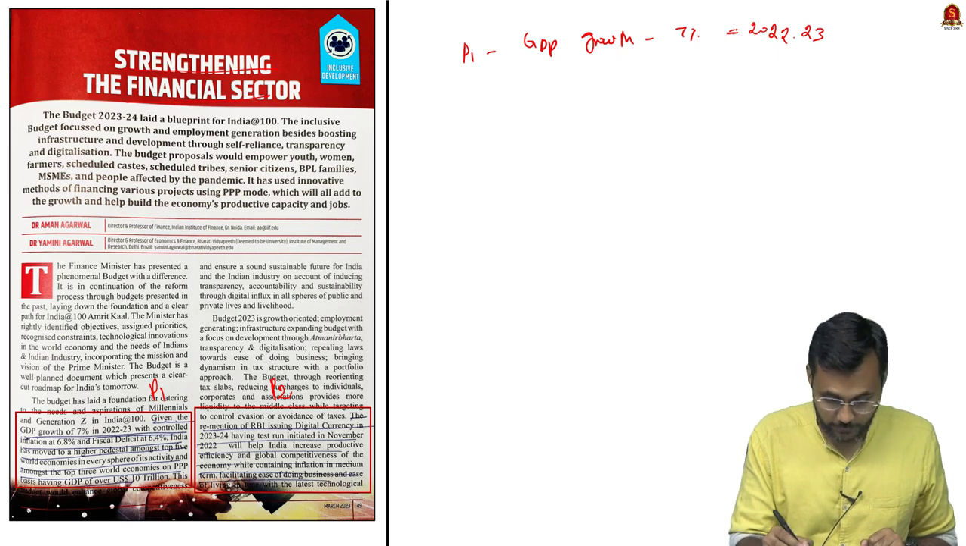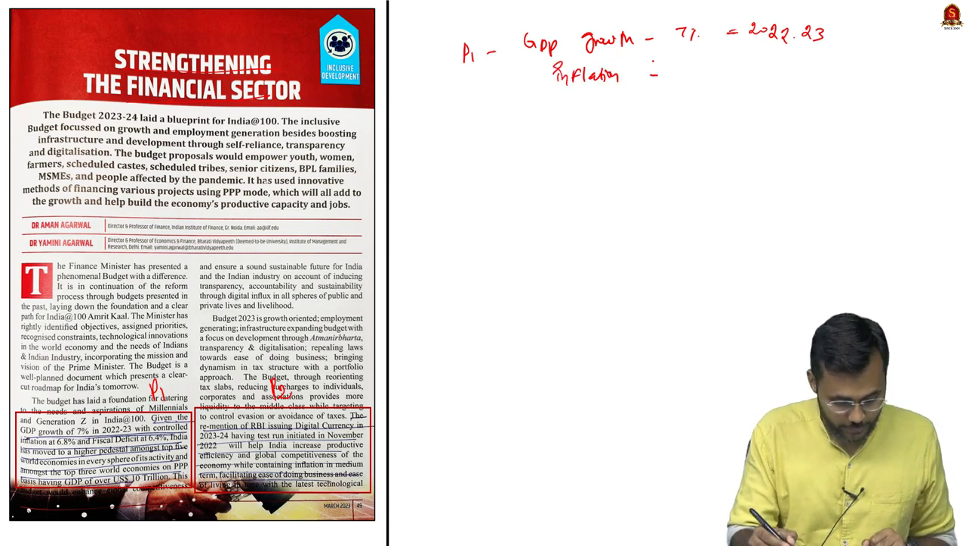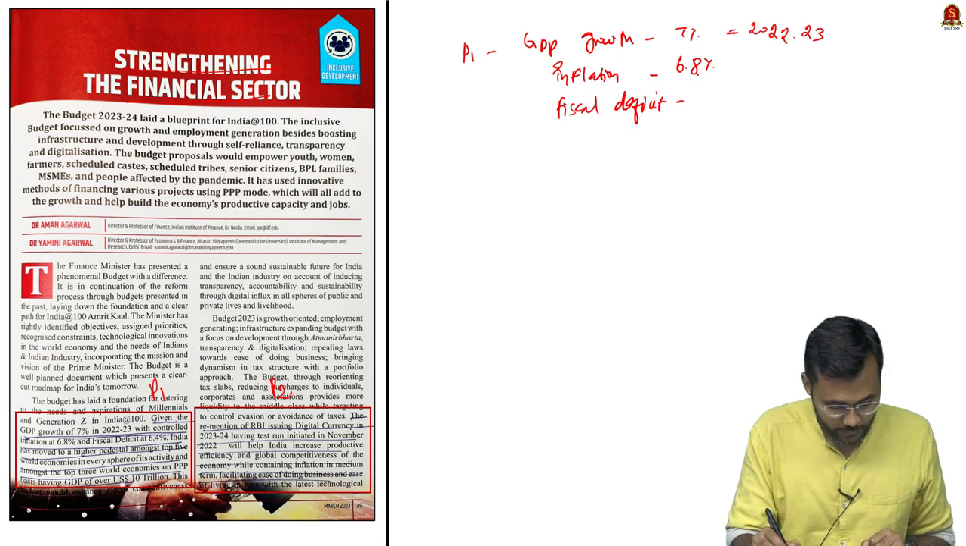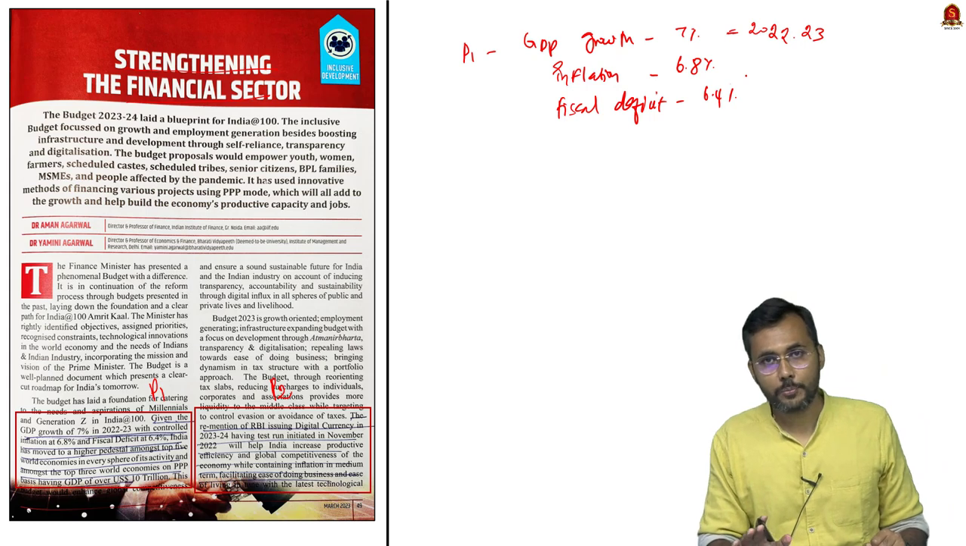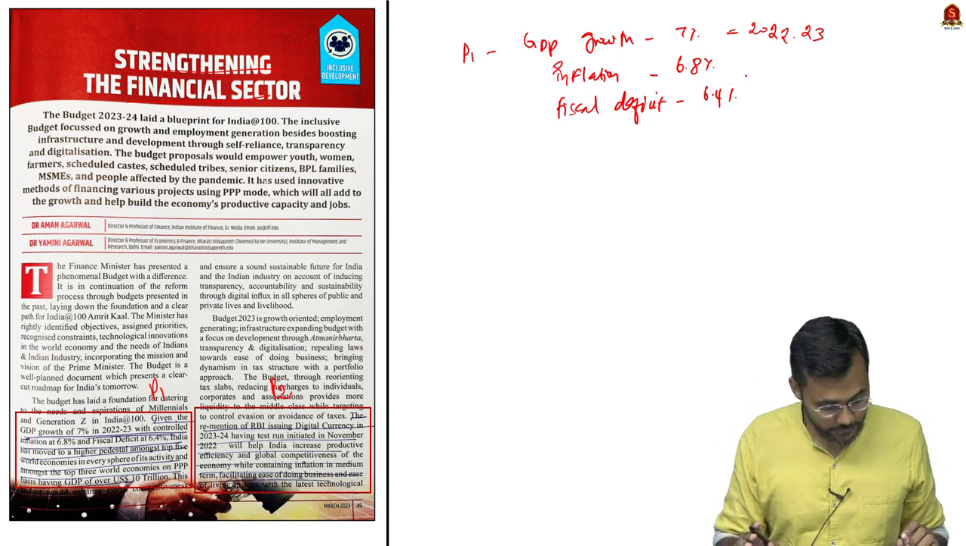Apart from this, we need to focus on other parameters like inflation. Inflation in the same period was around 6.8% in India, and fiscal deficit around 6.4%. So these are the important indicators to measure the health of an economy: GDP, inflation and fiscal deficit.